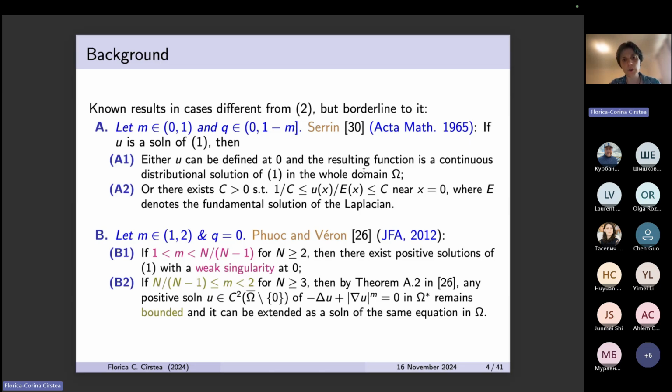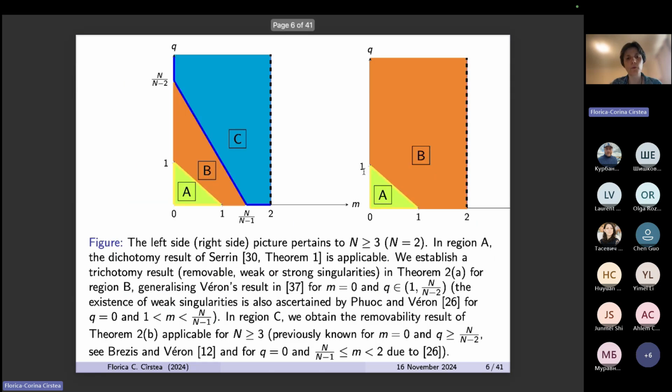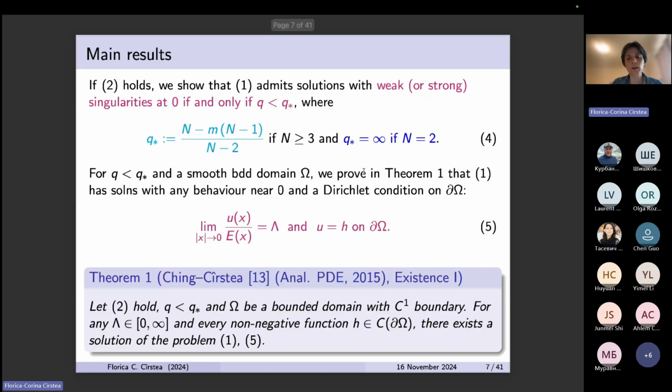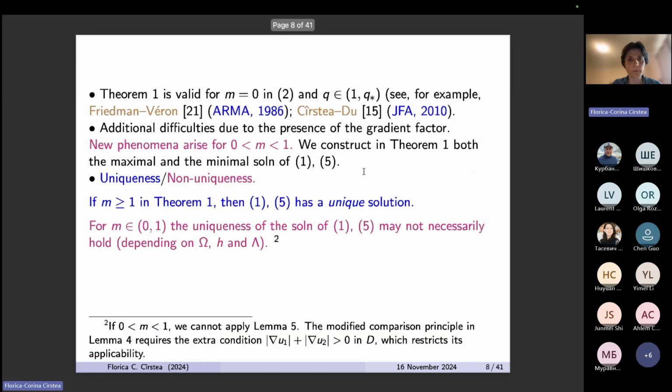And you see, this is a restriction that cannot be removed. And when m is between 0 and 1, because of this restriction and the fact that the function in the gradient is not Lipschitz, we know that we cannot claim uniqueness, at least when the domain is small. So that's why we do not have uniqueness mentioned there. We do have it, however, if m is greater than 1. So the new phenomena arise specifically when m is between 0 and 1 for the reason I've just mentioned.